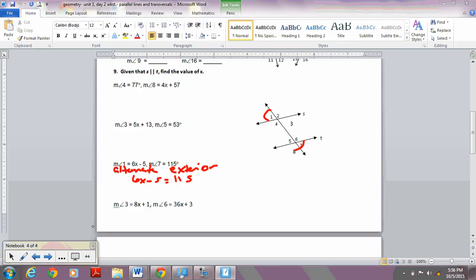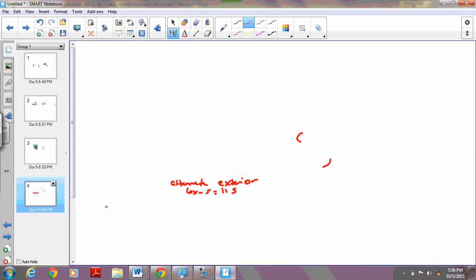So again, let's switch screens so we have more space. So to solve for x, I would first add 5 to both sides. And that would give me 6x equals 120. Then divide both sides by 6. So that means x would equal 20. And this concludes your tutorial.